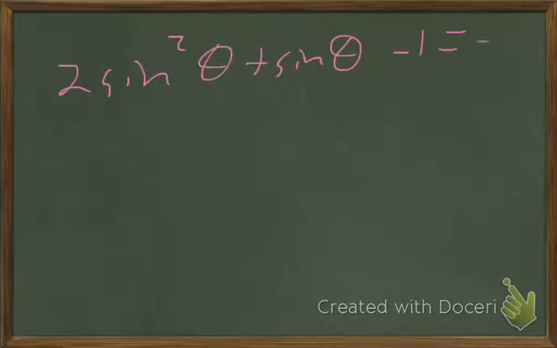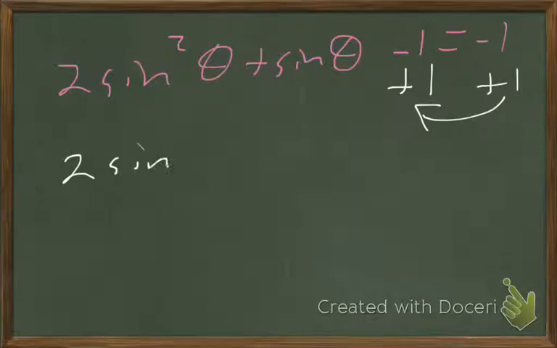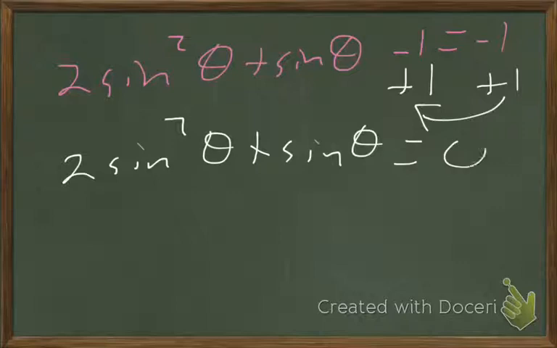Part B is a slightly trickier one. You have 2 sine squared theta plus sine theta minus 1 equals negative 1. Now the first thing I want to do is move this negative 1 from the left to the right. Now negative 1 plus 1 gives us 0, so we have 2 sine squared theta plus sine theta equals 0, because these canceled out and these canceled out.